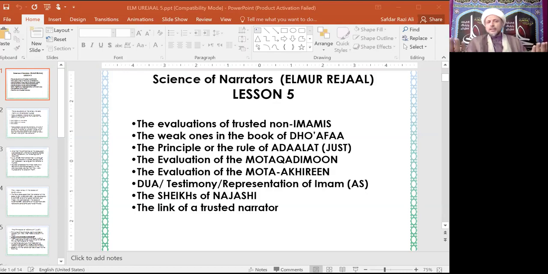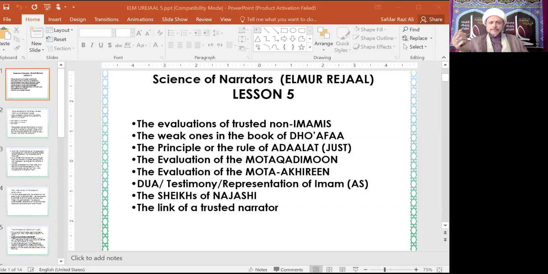That's a question. Is the Imams making somebody a representative an indication of that person being authentic or not? It is the same as the praise of the Imam, the dua of the Imam, the representation of the Imam alayhi salam. Is this indicative that that person is trustworthy?